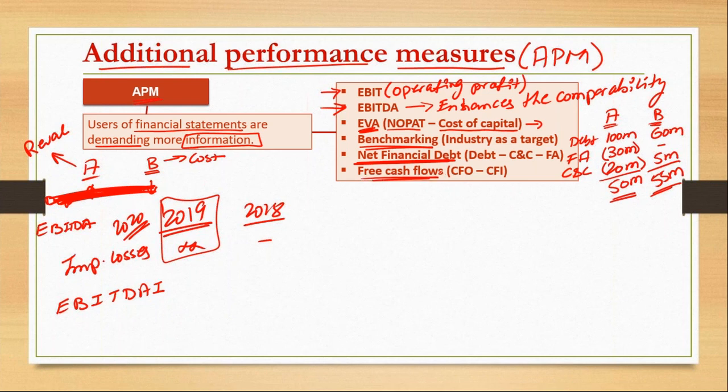Then we have free cash flows. Free cash flows means cash flow from operating activities minus the capex. Capex means capital expenditure. Free cash flows means cash flow from operating activities minus the capex. Merrick is asking what CNC is in the net financial debt. Merrick, it actually means cash and cash equivalents.